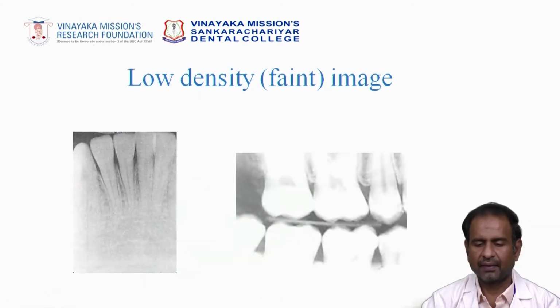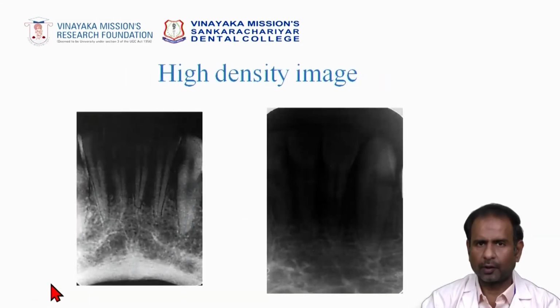Low density image or light image. A light image occurs when the exposure time is reduced. Usually the exposure time is 0.7 or 0.8 seconds, but sometimes 0.4 or 0.5 seconds is set as the exposure time. This kind of error will occur, and the light image will occur. The next one is the dark image. A dark image will occur with excessive exposure time, for example 1 second or 1.2 seconds, which will create the dark image.